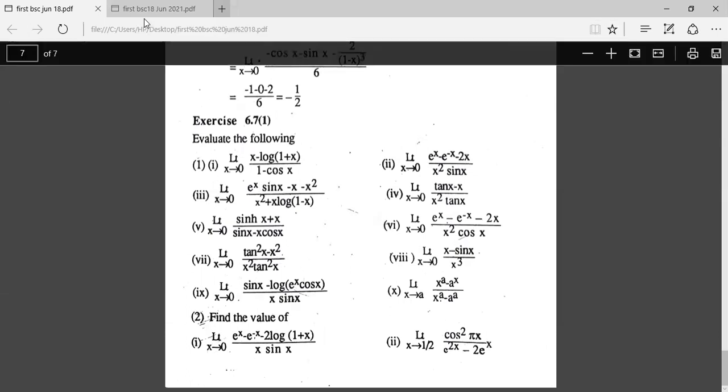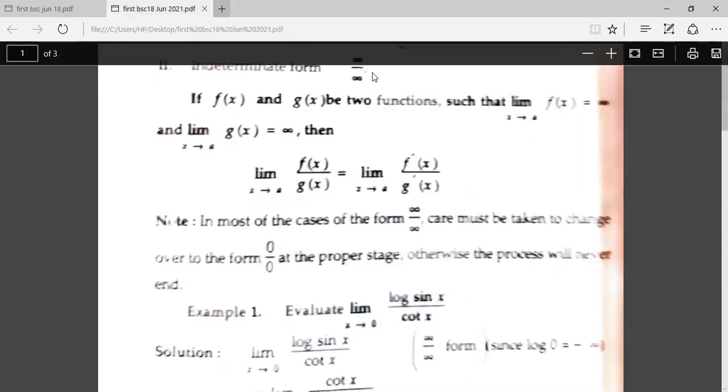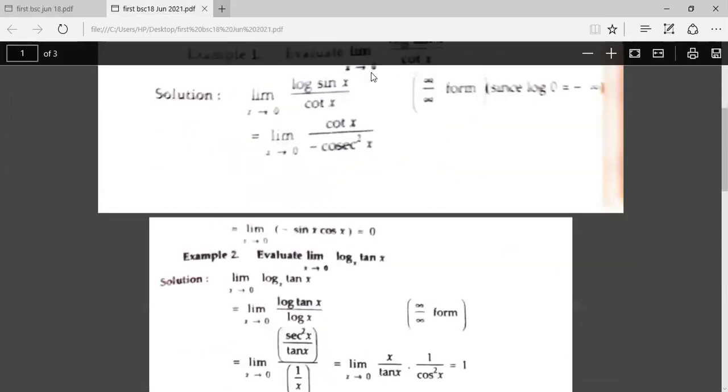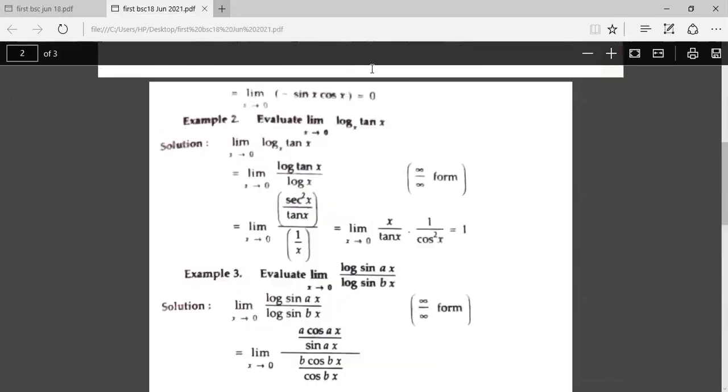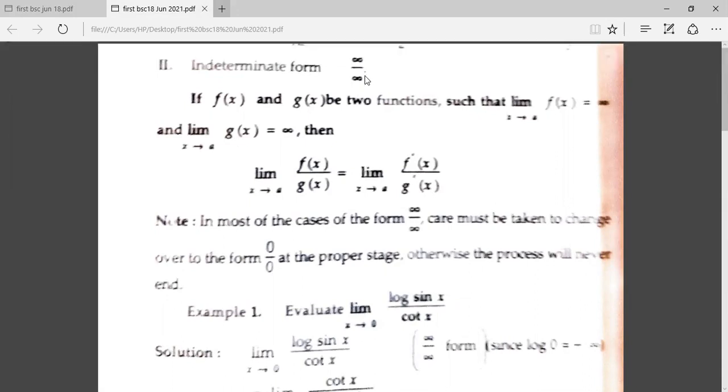Okay, I shall go to another one now. That is indeterminate form, infinity by infinity.